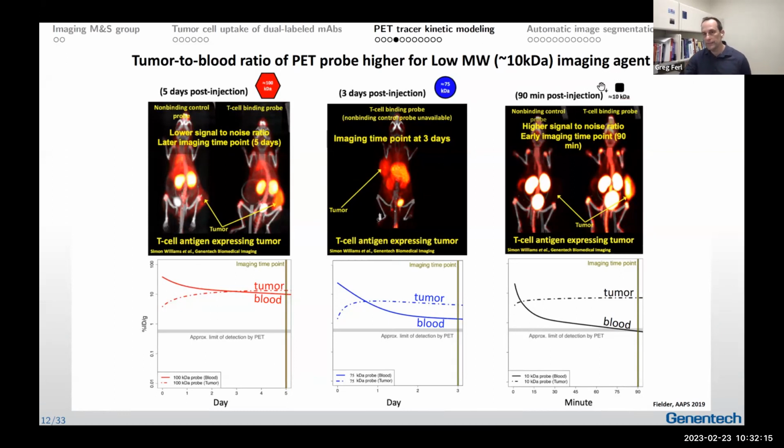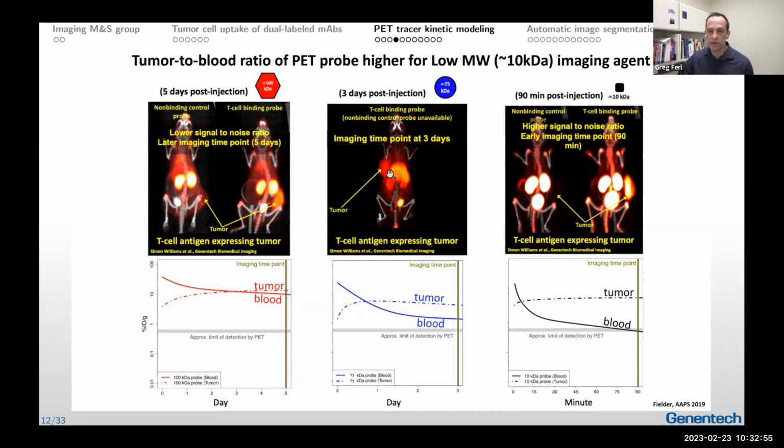On the other hand, on the right, this is our VHH tracer. It's closer to 15 kilodaltons in molecular weight, so it's a small camelid antibody fragment. You can see your signal to noise ratio is much higher, at 90 minutes after injection of the tracer. For the non-binding control VHH tracer, your tumor signal is extremely low since most of it is cleared from blood, so your background signal is mostly gone. But for the CD8 binding tracer, your signal to noise ratio is quite high, and the corresponding dynamic curves are shown here.